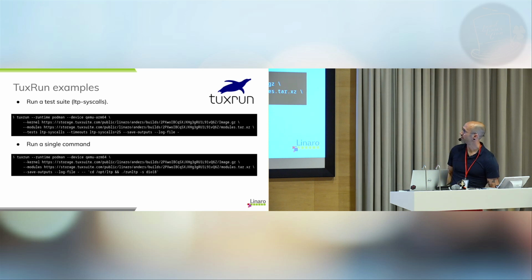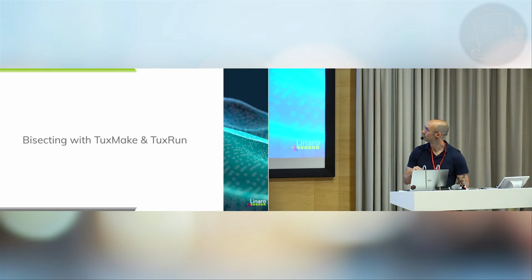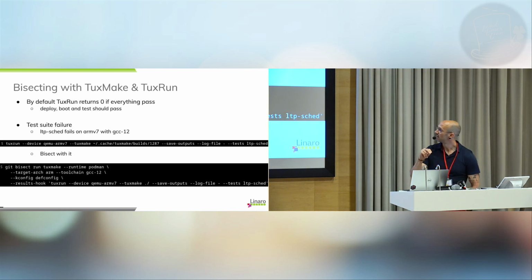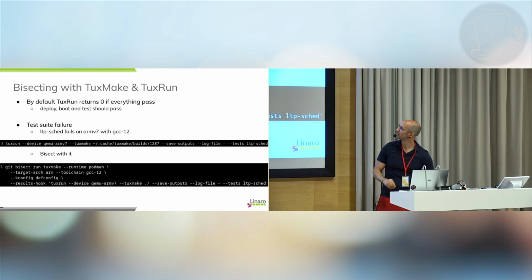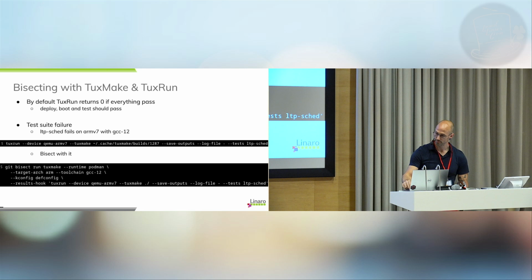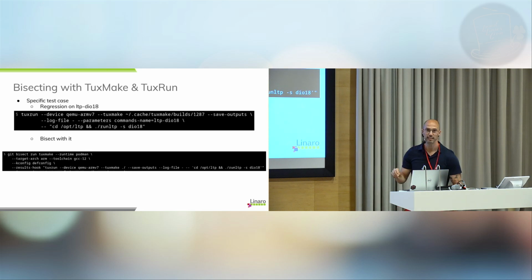And you can save some files. Or you can run just DIO18. That speeds up the bisection if you want to bisect. And I think that's what I'm going to talk about now. That you can chain these ones. So you can actually here run the whole test suite. I'm not going to talk about that. I'm going to talk about DIO18 instead.